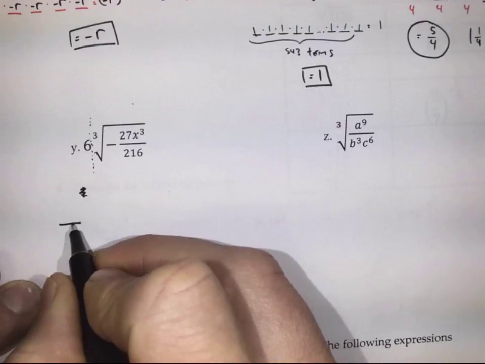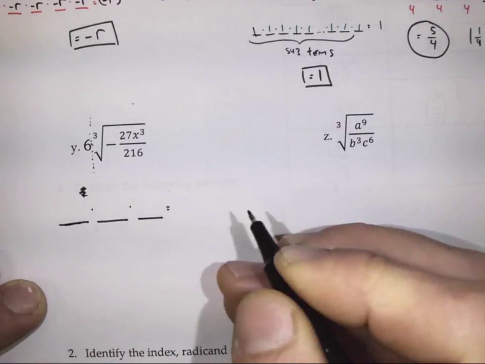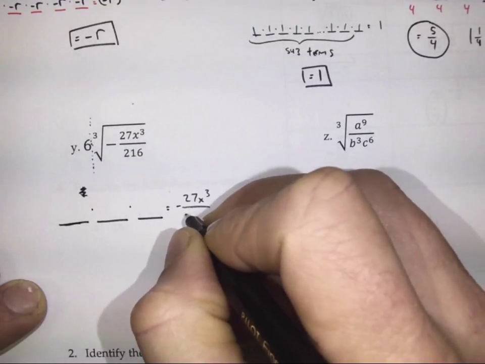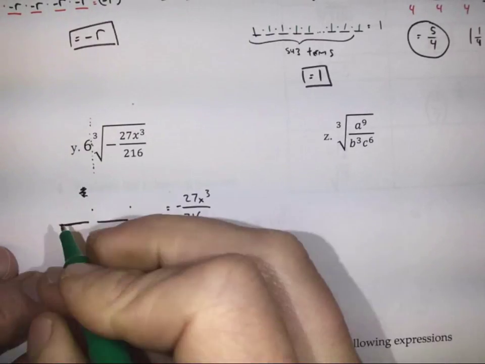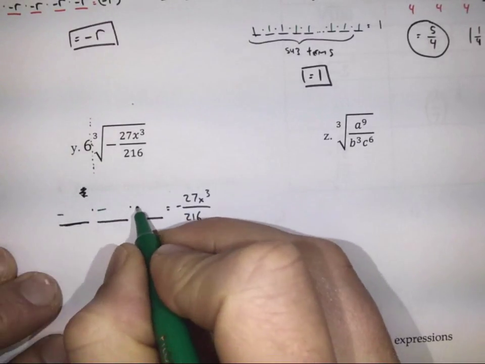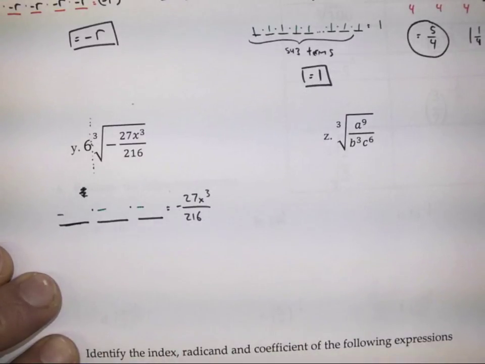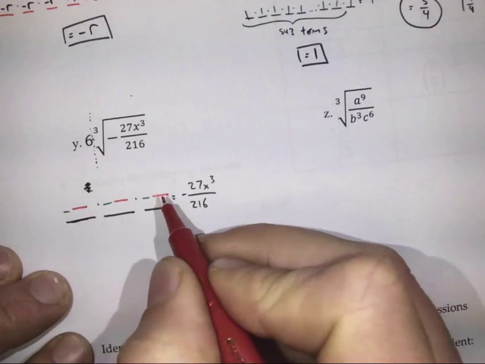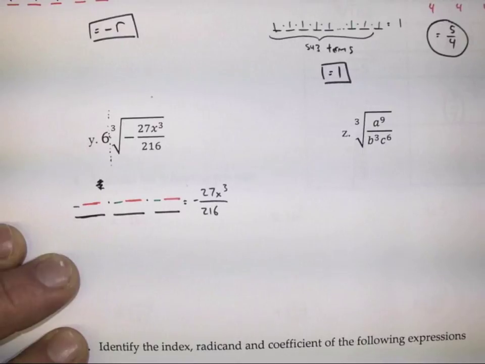So we've got three things multiplied together. And they're going to give us negative 27x cubed over 216. So I know that these have to be negative numbers. And when I multiply three negatives together, I'm going to get a negative value. I also know they're all going to be fractions. Okay, so I'm trying to write those a little longer so we can see that they're fractions.